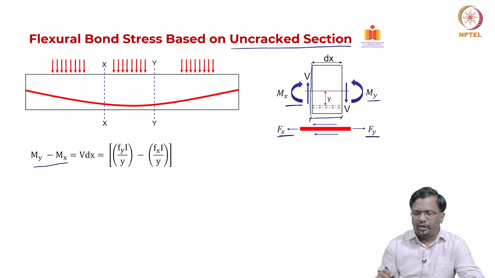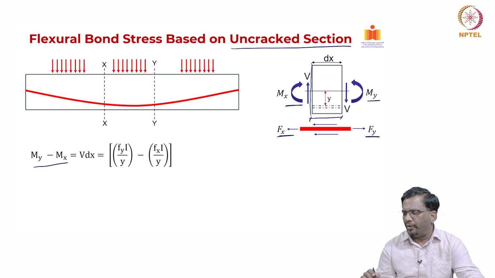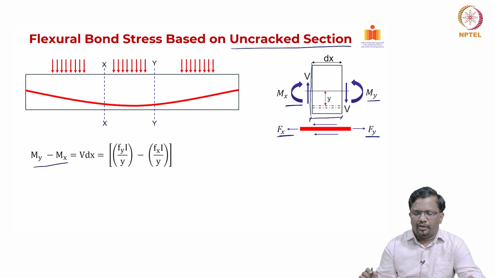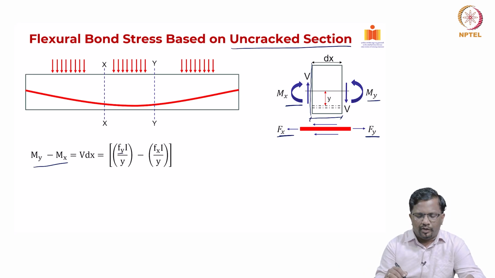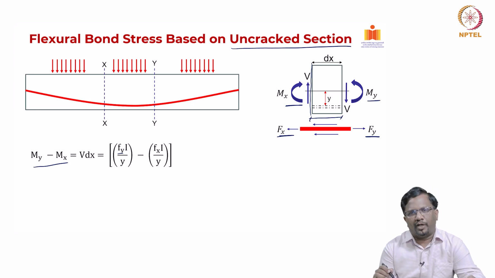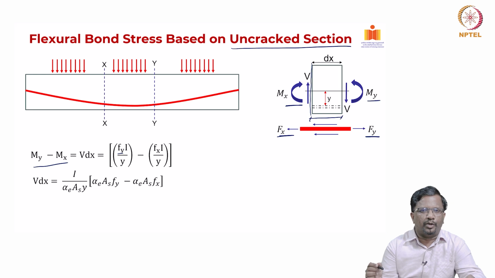Now, what is My? We are looking at the stress at this location, because the system is now uncracked, please note that. So, how do we find the stress? Let us say I assume some stress, Fy, on the right side. If I know the stress, multiplying by I by y will give me the moment that is causing that stress Fy. Similarly, at x it will be Fx into I by y. So, we do some simple simplifications to get the expression for the flexural bond stress. That is what we are interested in.